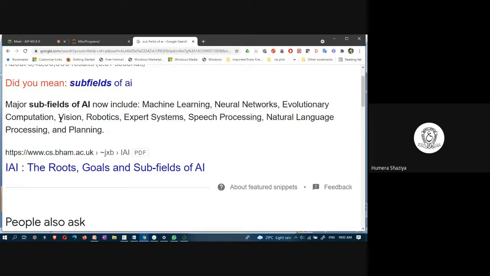What do you mean by vision? How is vision a subfield of AI? Students, please try. Anyone? What do you mean by vision, and how is it a subfield of AI?